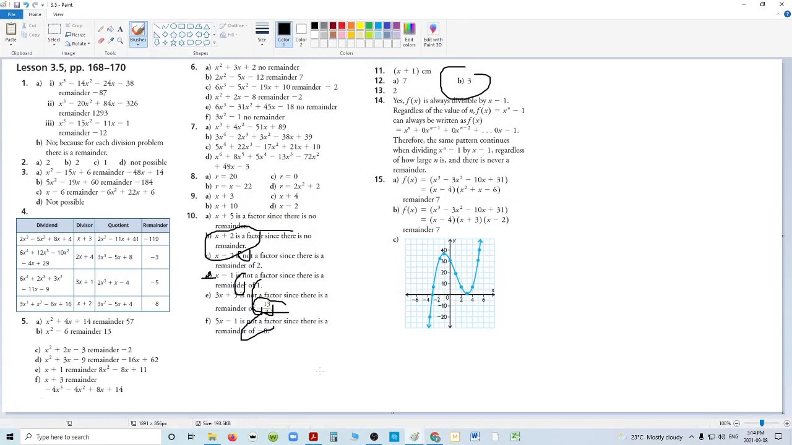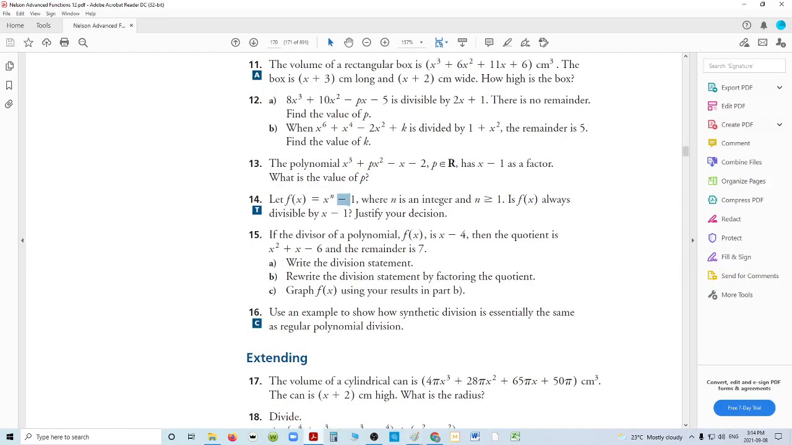Number 14. The book says, yes, it's always divisible by this, regardless of the value of n. Oh, you see, yeah, they do exactly what I did. And they show that all the zeros in synthetic division in the middle are zeros, and you'll always end up with minus 1 plus 1 at the end. There we go. Okay, let's see number 15.